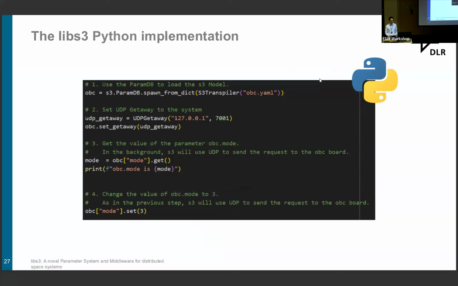So this is an example of a Python script. I load the YAML file with the model. It will create all the parameters at runtime. I will tell it how to access this device, which is remote. In this case, I have implemented two gateways, UDP and CSP, the CubeSat Space Protocol. And just like that, I can set the value or get the value of this parameter.